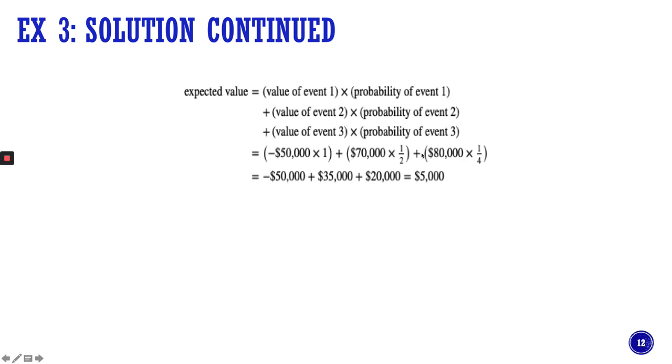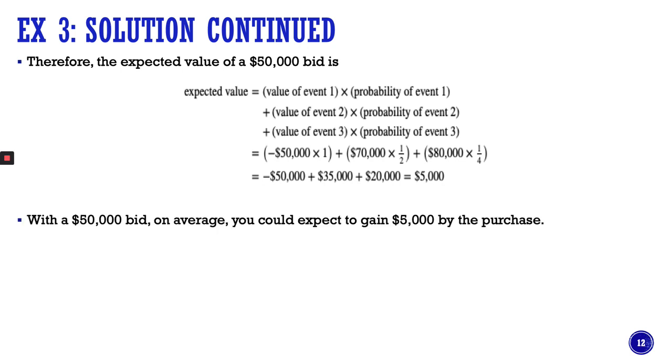And then the last one was the $80,000, a 1 out of 4 chance. So when we do the multiplication, we get negative 50,000 plus 35,000 plus 20,000, which will equal 5,000. So therefore, the expected value of a $50,000 bid is going to be that. With a $50,000 bid, on average, you could expect to gain $5,000 by the purchase.